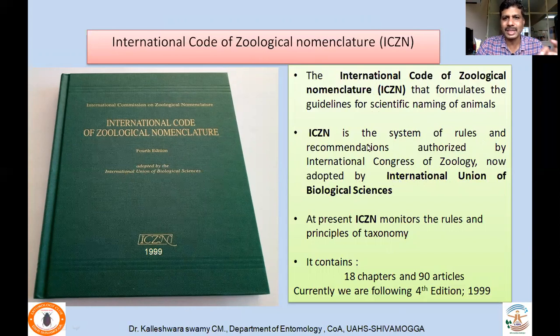It is the system of rules and recommendations authorized by the International Congress of Zoology, now adopted by the International Union of Biological Sciences. At present, it monitors the rules and principles of taxonomy. At present we follow the 1999 edition of ICZN, which consists of 18 chapters and 90 articles. This is the 4th edition. So this is the monitoring agency. Principles and guidelines have been laid out that need to be followed whenever you are naming a new species or giving a name to any of the categories of classification.